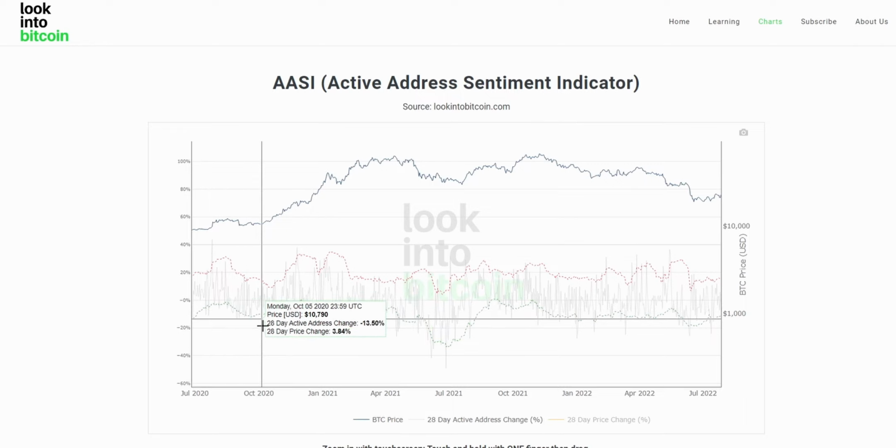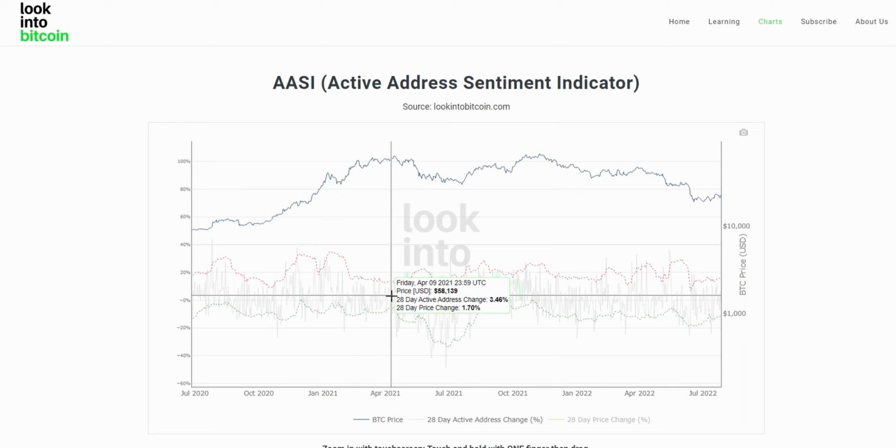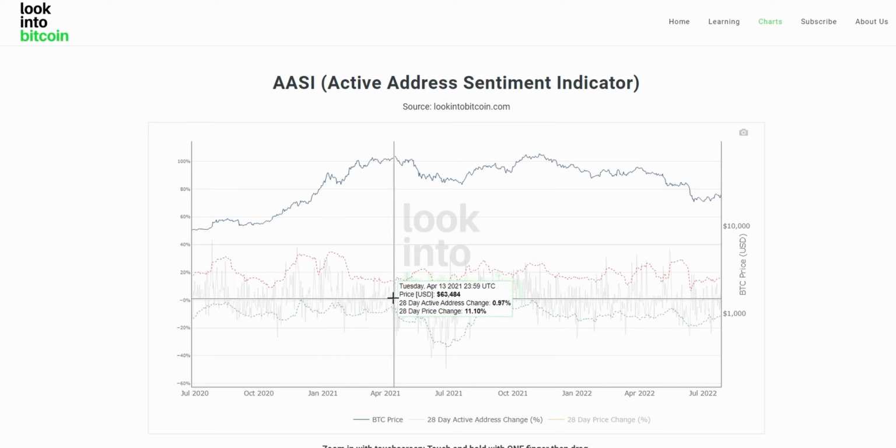So as we can see here, this grey line, the 28-day active address change percentage, as we hover over, we can see the active address change here. So for example, 0.97%, and that is the average increase over the past 4 weeks, or about a month, of usage of individual addresses on the Bitcoin network.